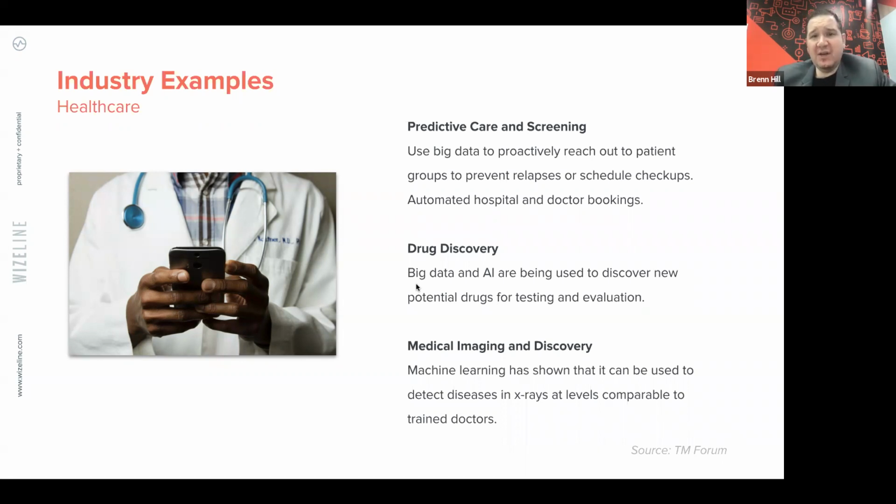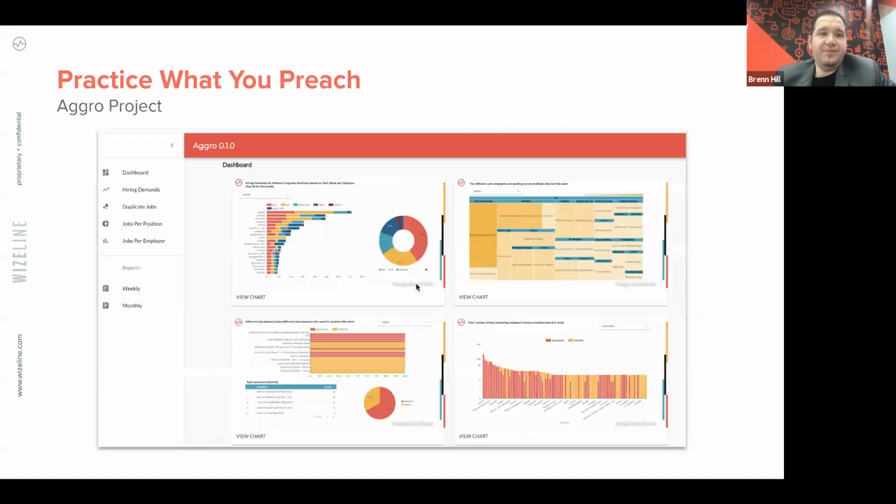And then medical imaging and discovery, this has been going on for a while, where they use visual machine learning to look at different patient records and x-rays or ultrasounds and things like that to detect diseases. And then this lowers the workload on doctors because it provides an automated second opinion. So just tremendous applicability if you have enough data. You can use that to lower costs, improve efficiency, automate things all over the place.